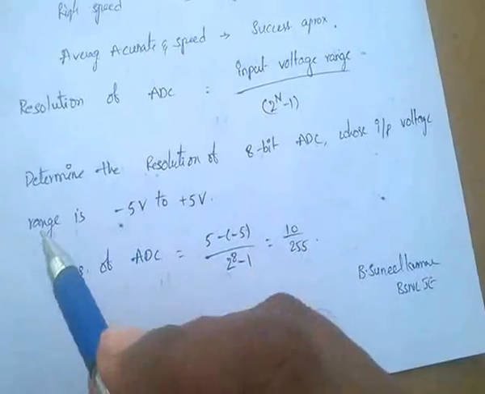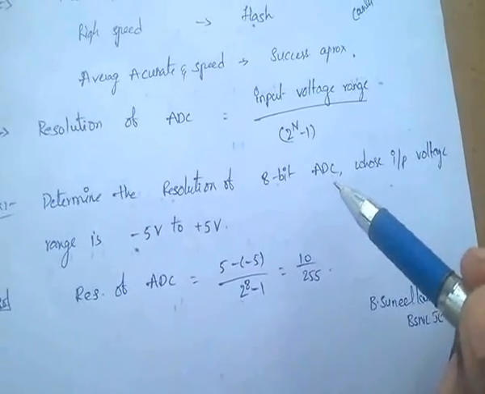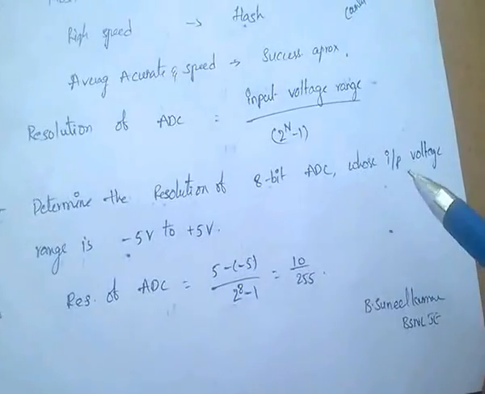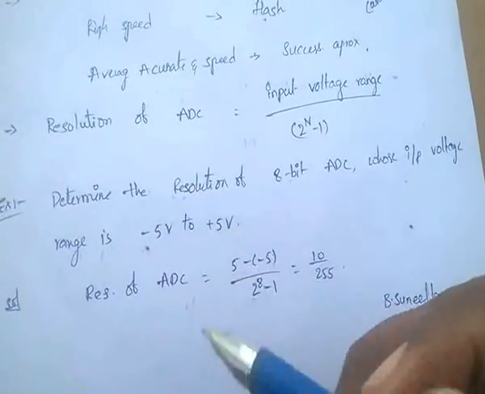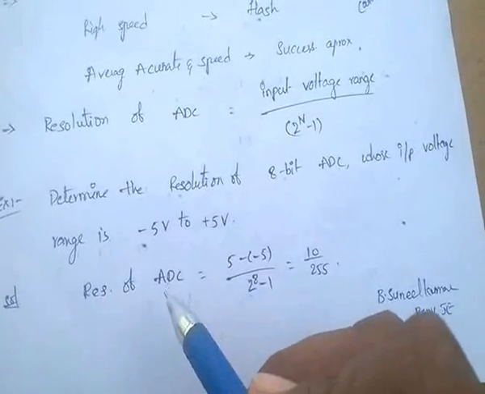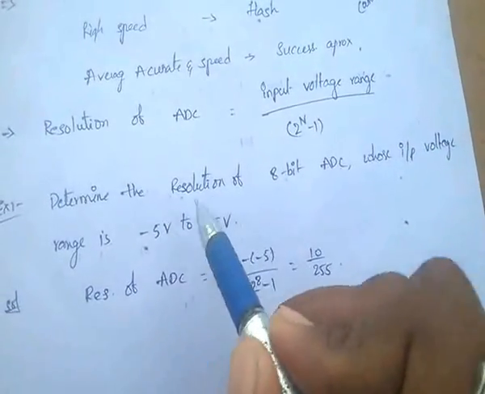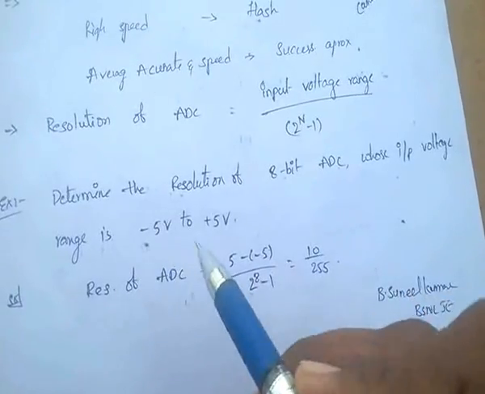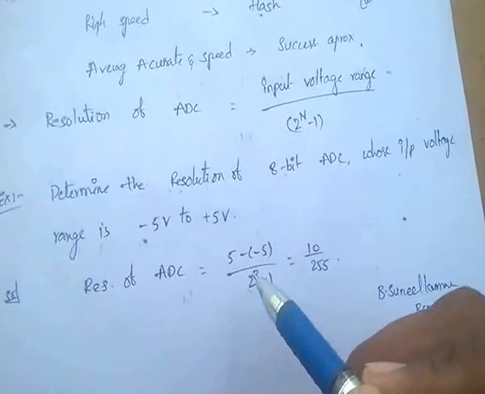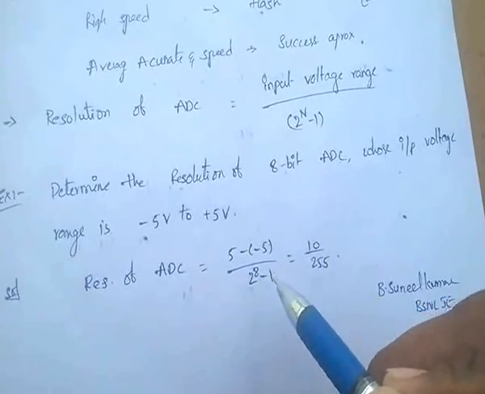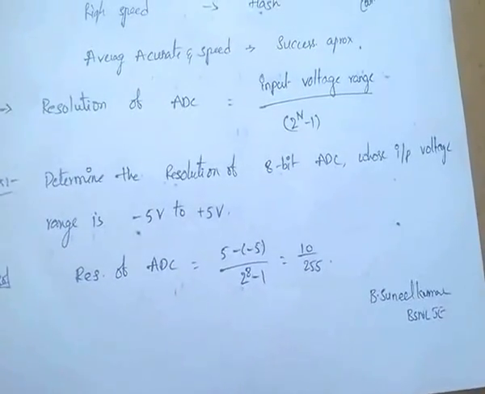For example, a problem: determine the resolution of an 8-bit ADC whose input voltage range is minus 5 volts to plus 5 volts. We know that resolution of ADC equals input voltage range by 2 power n minus 1. Input voltage range means minus 5 volts to plus 5 volts, that means 5 minus of minus 5, by 2 power n, where n is 8 bits, minus 1. That equals 10 by 255. This is the resolution of ADC.